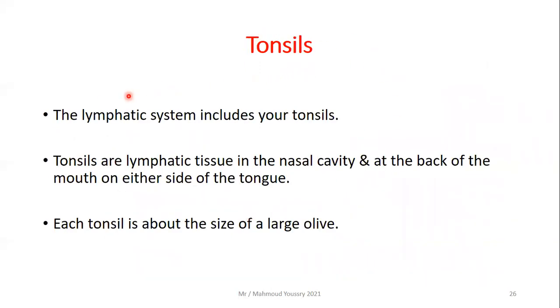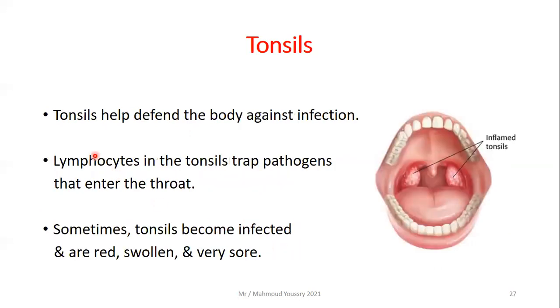Then what about tonsils? The lymphatic system includes your tonsils. The tonsils are lymphatic tissue in the nasal cavity, the cavity of your nose, and at the back end of your mouth, on either side of the tongue. They are on the sides of the tongue. Each tonsil is about the size of a large olive. They help defend the body against infection. Can you see? They are at the back of your mouth on the sides of the tongue. Lymphocytes in the tonsils trap pathogens that enter the throat. So this is like a defense mechanism.